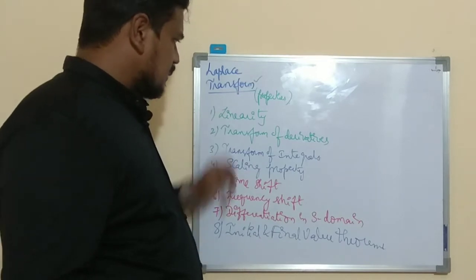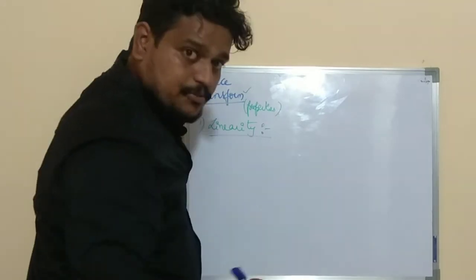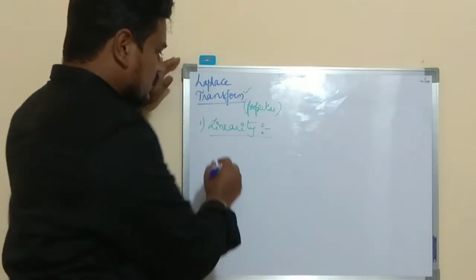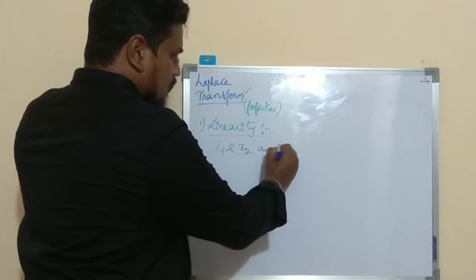So we'll see the linearity property first. Linearity property. Here, let us suppose x1 and x2 are two different signals. Then what happens is that x1 and x2 are two signals.